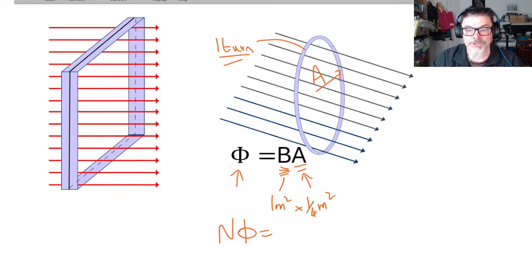In other words, times n. Now, that means that we have BAN on the other side. I do like it when physics formulas make little words. So n phi is BAN.